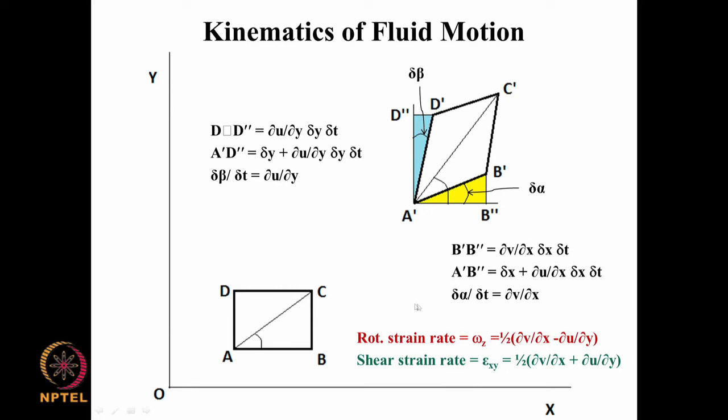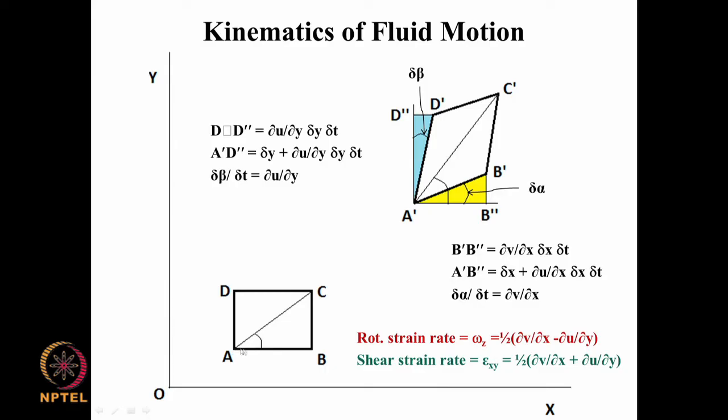So, now we can define a rate of rotational strain omega z in this 2D case as half of ∂v/∂x minus ∂u/∂y. So, that is half of this minus this, and shear strain rate as half of this plus this. So, that is ∂v/∂x and ∂u/∂y. So, what we have seen here by examining the kinematics of this is that the strain rates, rotation strain rate and the shear strain rate and even the extensional strain rate can be expressed in terms of the velocity gradient.